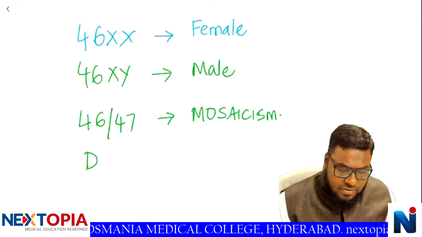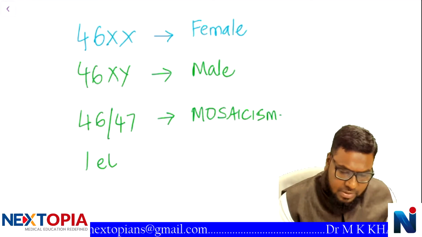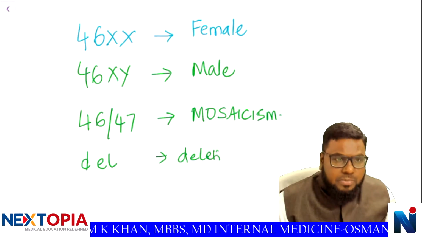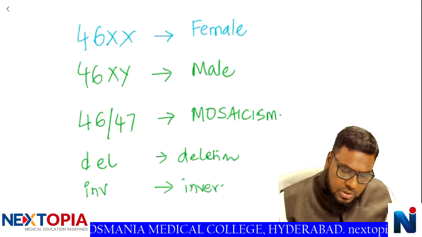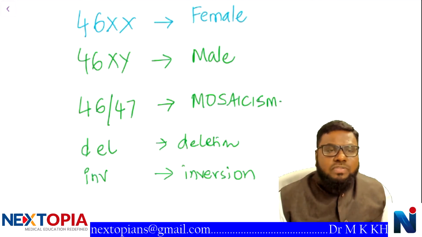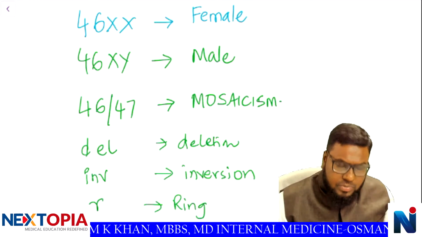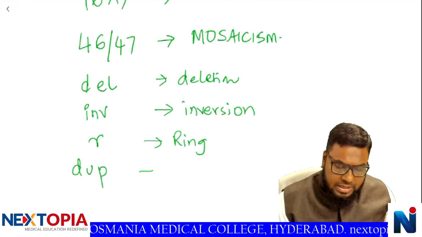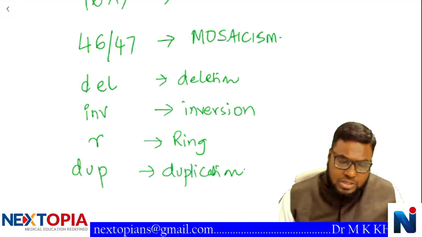Next, if I mention it as del, small d, I mean deletion. If I say inv, I mean that there is inversion. So these are the denoting formats, short forms or symbols of karyotyping analysis. If I say small r, I'm calling it a ring chromosome. If I say dup, small d, small u and small p, I'm calling it duplication of chromosome. So this is how karyotyping abnormalities are mentioned.